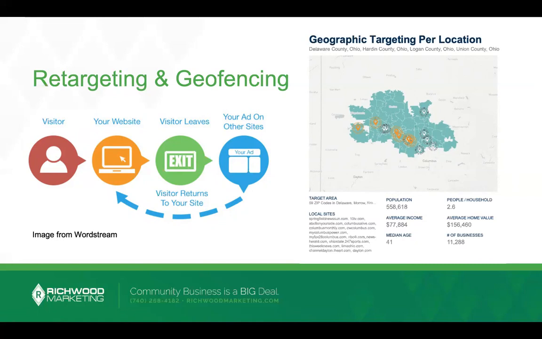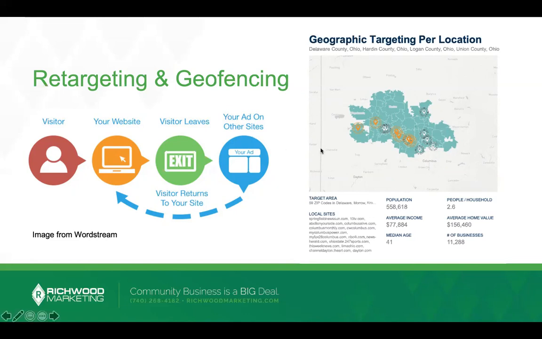And then with geofencing, you can choose specific geographic locations and serve ads in that radius. So for example, if you own a hardware store, you might geofence your competitor's location or maybe a new housing development and serve ads to people who are there. Basically, you're leading them to your website and your business.